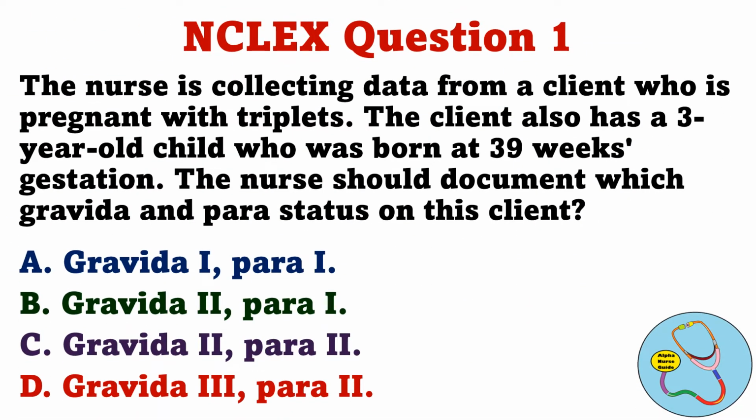Question 1. The nurse is collecting data from a client who is pregnant with triplets. The client also has a 3-year-old child who was born at 39 weeks gestation. The nurse should document which gravida and para status on this client? A. Gravida 1, para 1. B. Gravida 2, para 1. C. Gravida 2, para 2. D. Gravida 3, para 2.